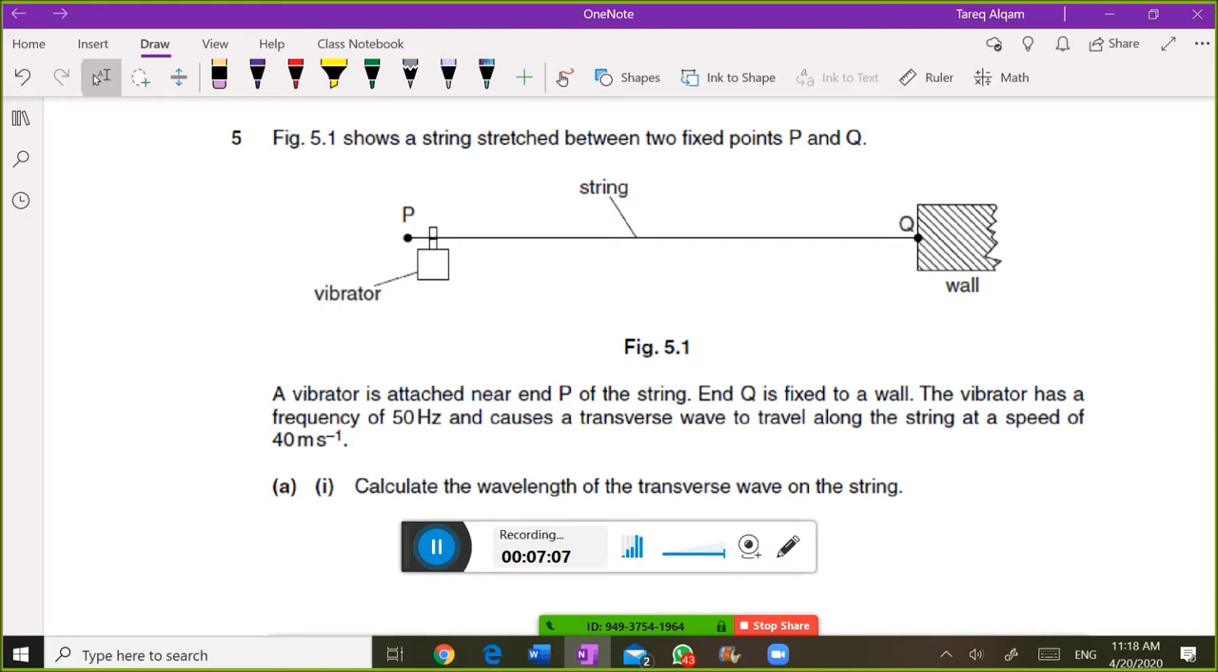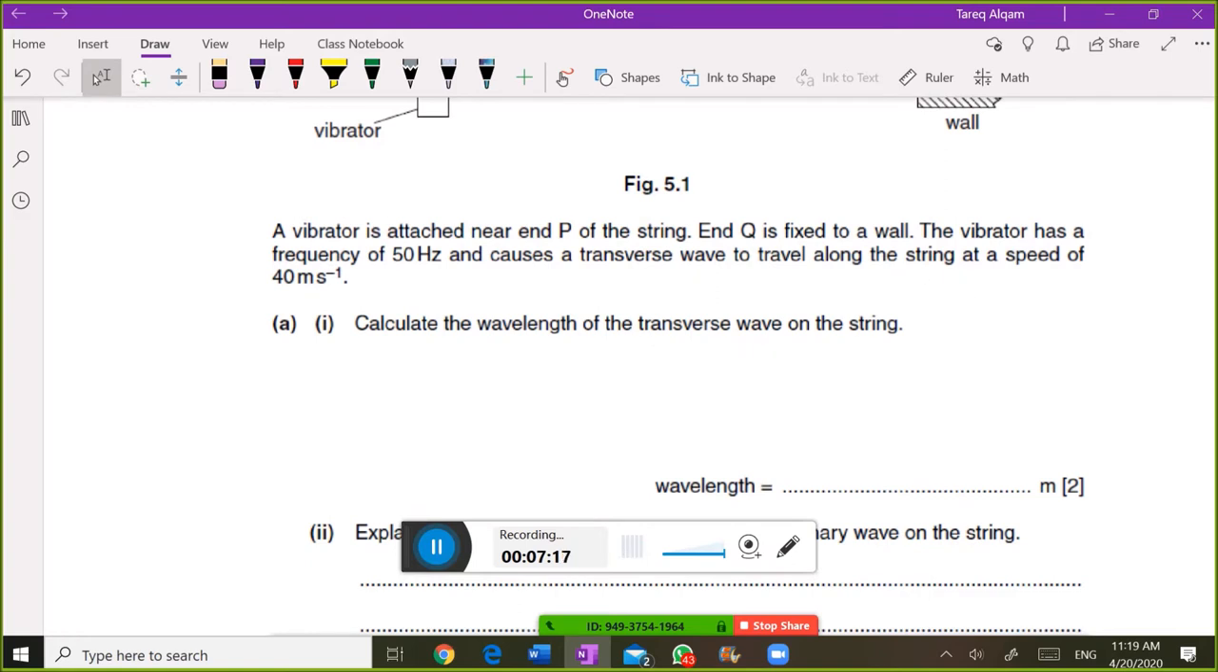The vibrator has a frequency of 50 hertz and causes a transverse wave to travel along the string at a speed of 40 meters per second. We are asked to find the wavelength. It's easy. Wavelength equals velocity over frequency. Velocity is 40 over 50.